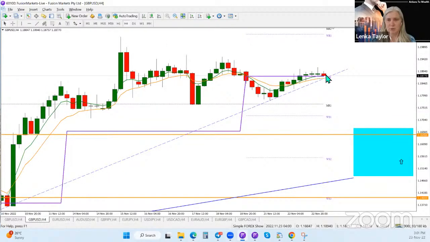So I'm just going to be waiting for this to see if it comes below the weekly pivot again and maybe retest, and then looking for it to come down here, and then looking for that reversal to take the trade back up in the long direction.